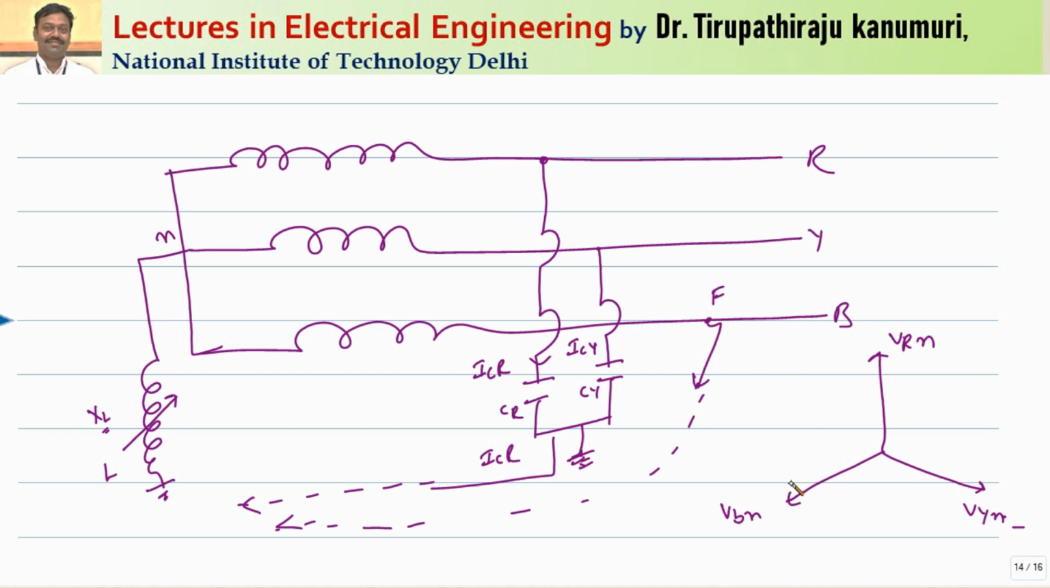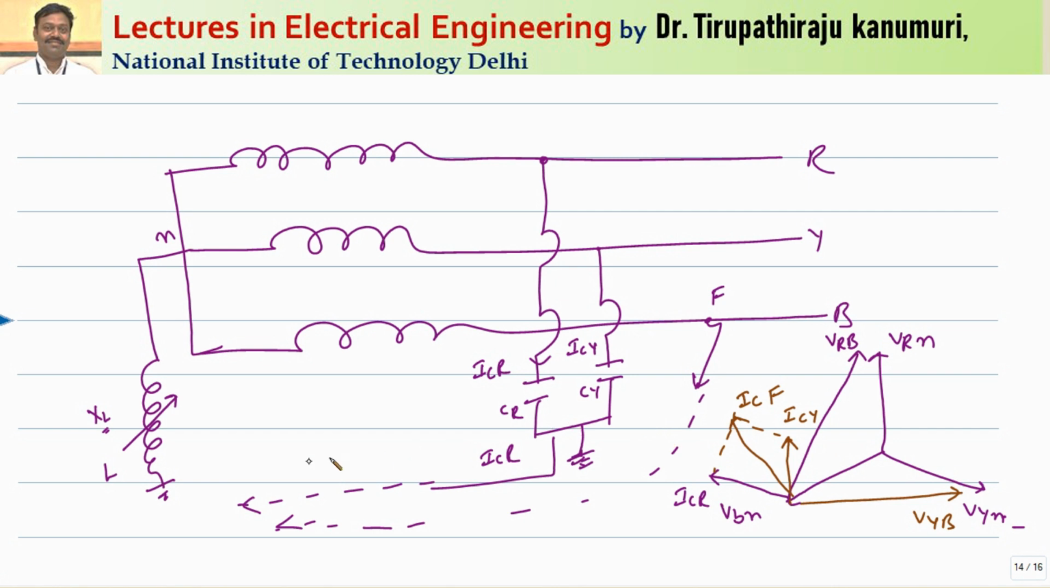So the voltage across this capacitor will be the line voltage. The same thing I am representing: this is my voltage VRB. Because of this, the capacitor current ICR will pass, leading this voltage. Similarly, the voltage across the second capacitor is VYB. Because of that, the respective capacitor current ICY will lead the respective voltage. The resultant of these two currents gives my resultant capacitive current, which I am representing by ICF.